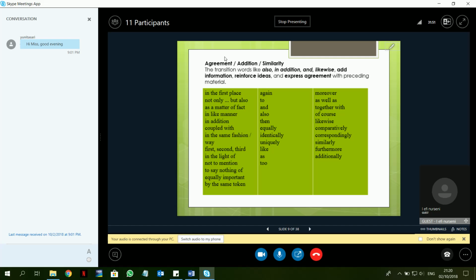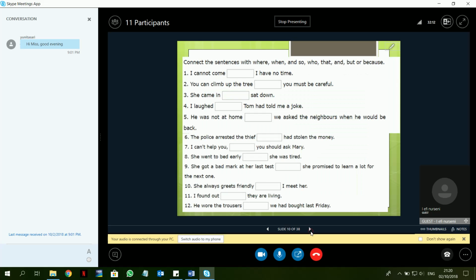Okay. And the last one I will read for you. Moreover, as well as, together with, of course, likewise, comparatively, correspondingly, similarly, furthermore, and additionally. And if you find difficulties to translate this, you can open your dictionary. Jadi kalau misalnya ada yang kesulitan, nggak tahu artinya apa, bisa dibuka kamus.